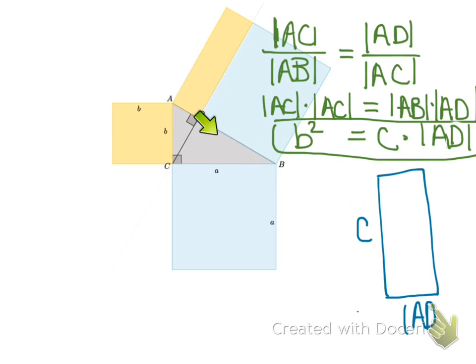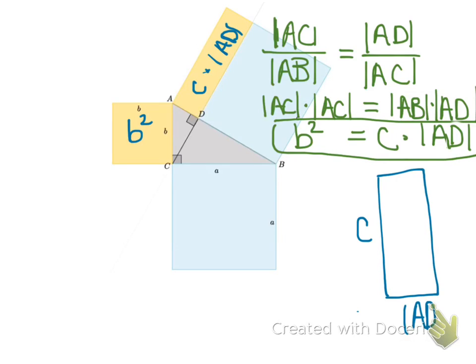So let's see where we have that. So we have length AD here, and if we draw this out to a length of C, it would perfectly equal that rectangle there. So this is C times length AD. AD right there. Doesn't want to let me write it. There it is. And this is the B squared. Okay, so we've shown that those two are equivalent.